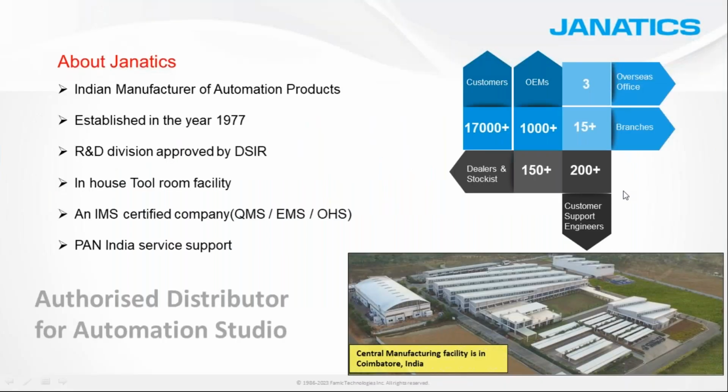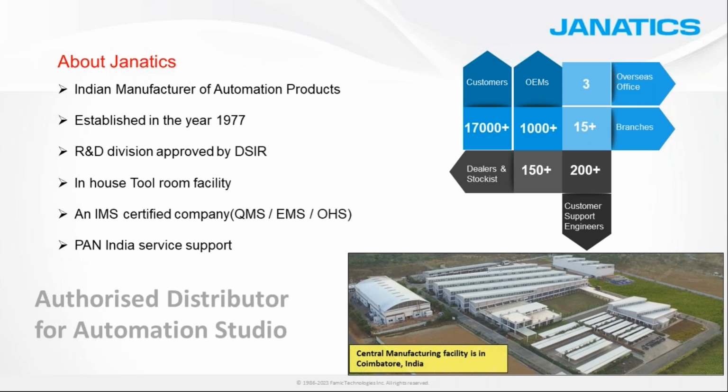Our Genetics is an Indian manufacturer of automation products. We provide products, systems, and solutions for various industries. Also, we offer didactic systems for academia, for technical education. We were established in the year 1977, and our R&D division is approved by DSIR. We have an in-house tool room facility for tool and die machining. Genetics is an integrated manufacturing system certified company. We have a pan-India service facility.